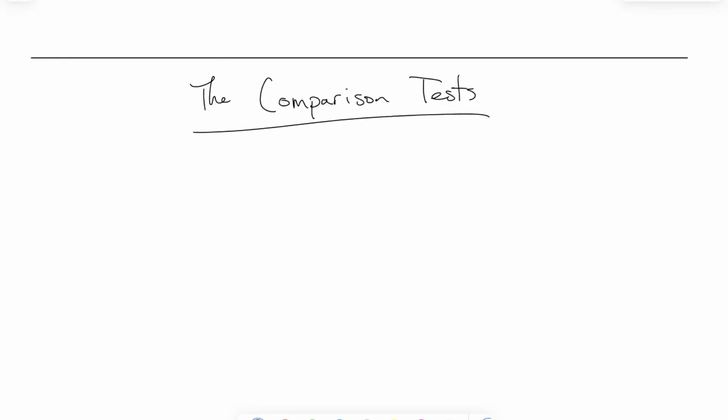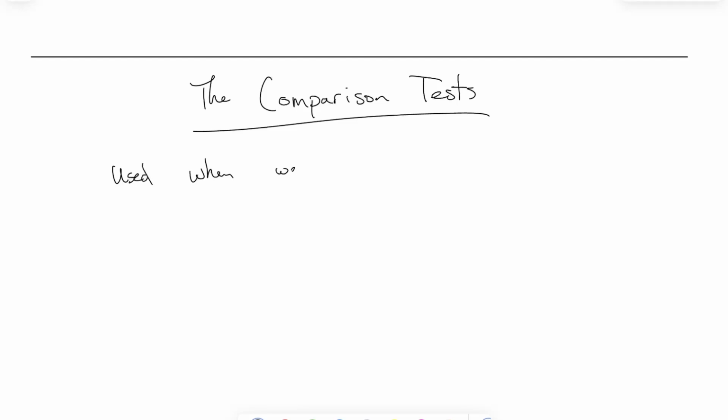I'll write tests: the comparison tests. There's the ordinary comparison test, and then something a little fancier called the limit comparison test, and we'll eventually talk about both of them. But this is all about comparing one series to another one. If you have two series and you know that one is bigger than the other one, then this can tell you something about convergence of the one versus the other. So this is used when we can compare one series to another.